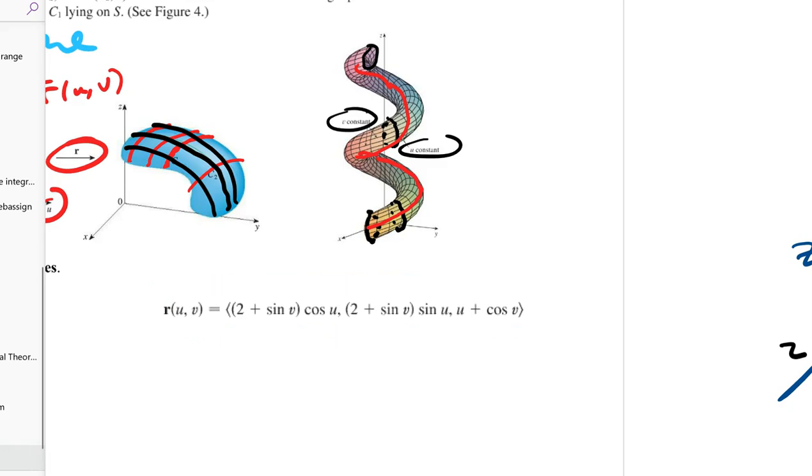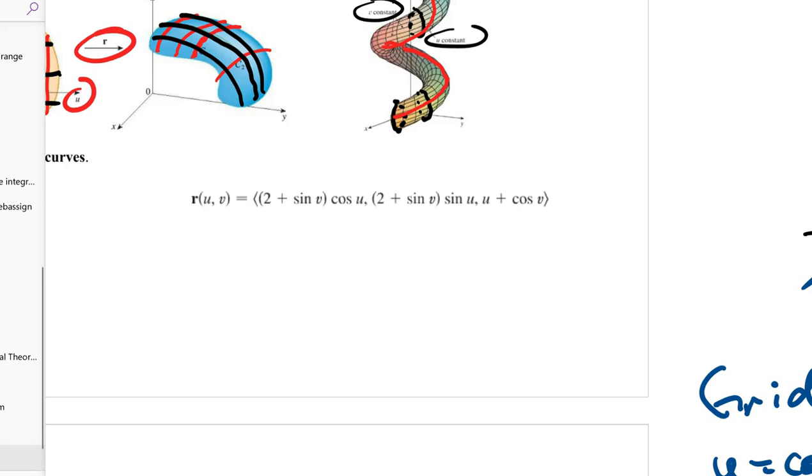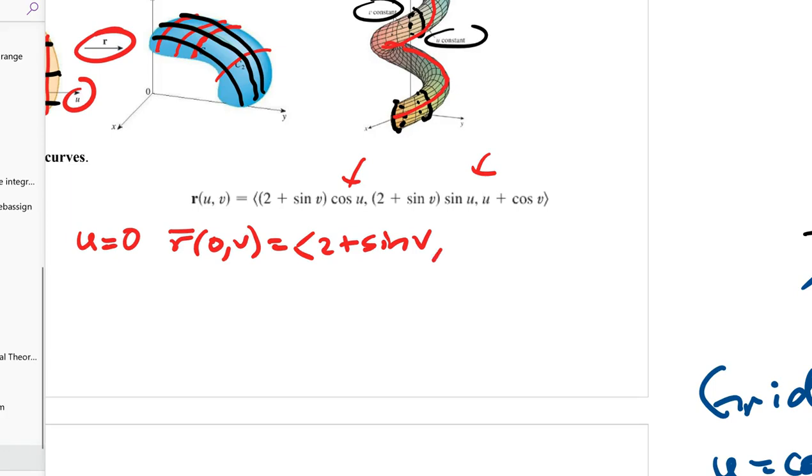So I think I can work with it right here. I have room. Let's let u be 0. Then r of 0, v is 2 plus sine v. Cosine of 0 is 1. Sine of 0 is 0, so we get 0 here. And then u is 0 gives me cosine v there.